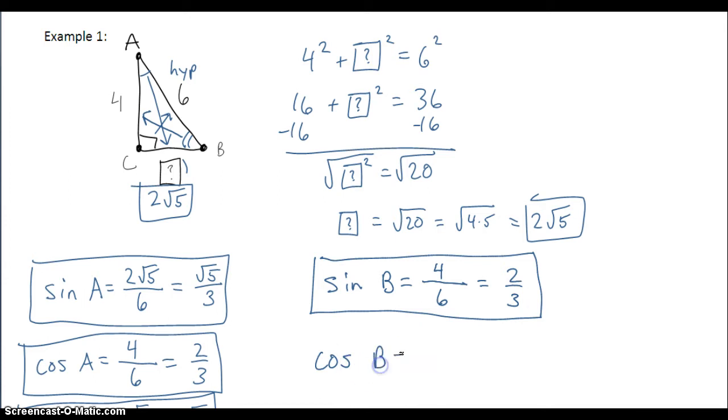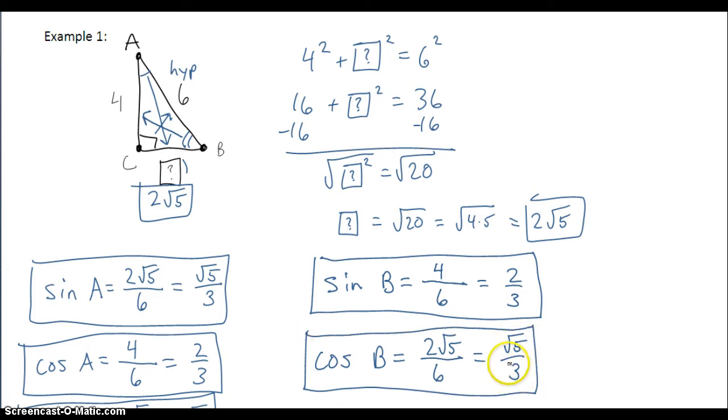Cosine of angle B. Cosine is adjacent over hypotenuse. My hypotenuse is still 6, that doesn't change. But when I'm looking at angle B, adjacent to angle B is 2 square roots of 5. 2/6 is the same as 1/3. So the cosine of B is the square root of 5 over 3. If you notice, there's a relationship between sine of A, cosine of B, cosine of A, and sine of B.